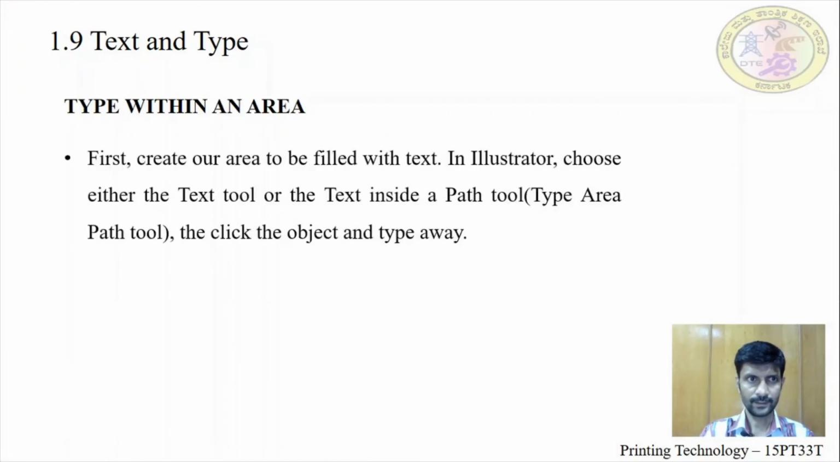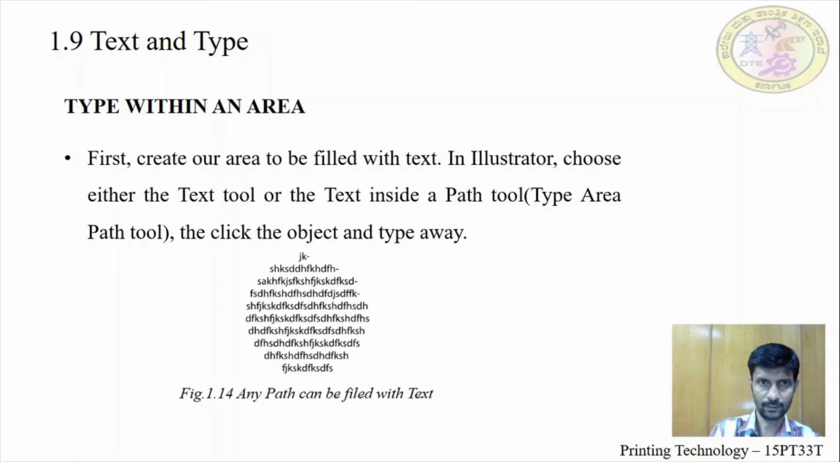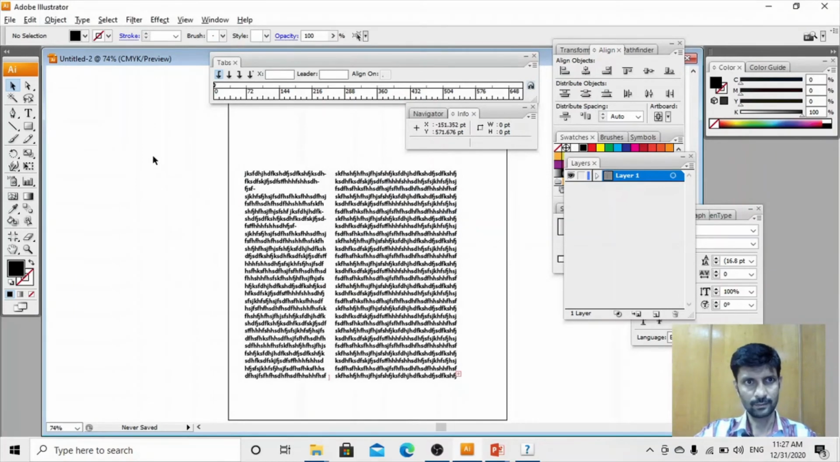This is the next thing, text within an area. First you create the area to be filled with the text in Illustrator. Choose either the type tool or the type inside a path tool by clicking the object and type away. This is how it will look when the text is filled in a path. I will show you that also.